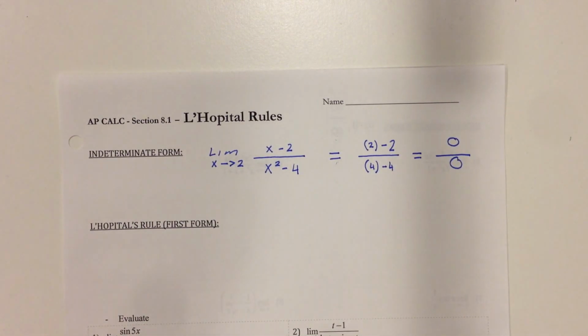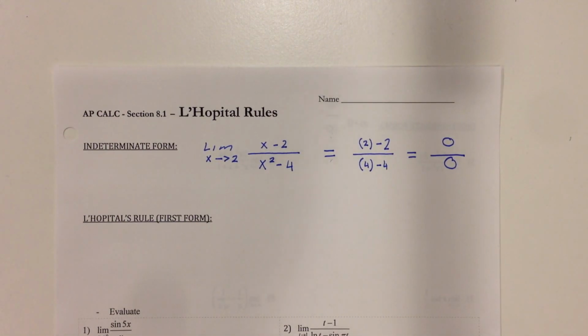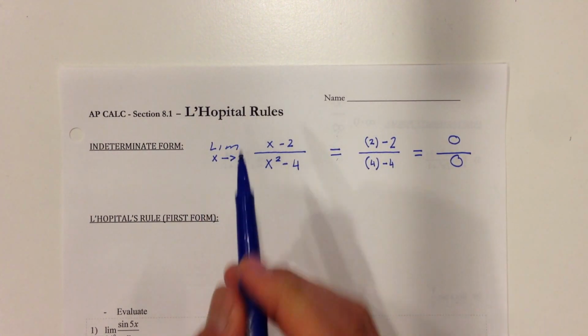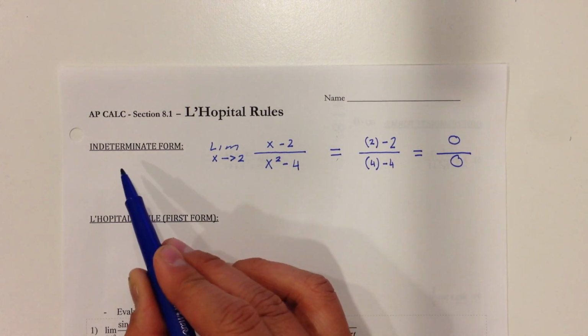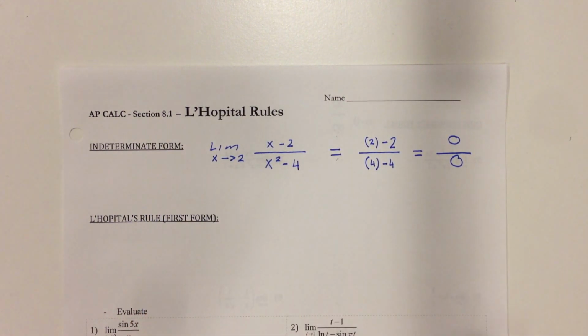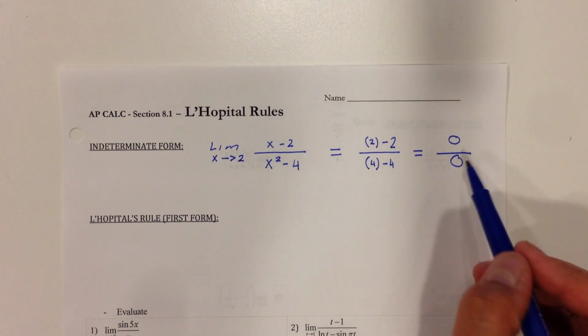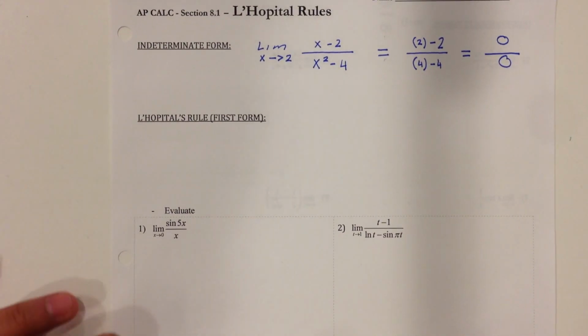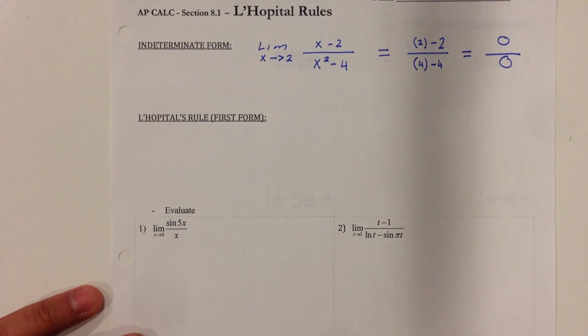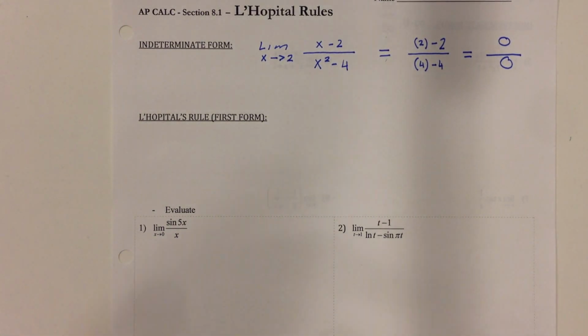Again, in order to use L'Hopital's rule, you need to check and make sure that the problem satisfies indeterminate form. Now, once it satisfies indeterminate form, then L'Hopital says, and by the way, L'Hopital has been around for a while, and he came up with this rule that allows us to find the limit without graphing.